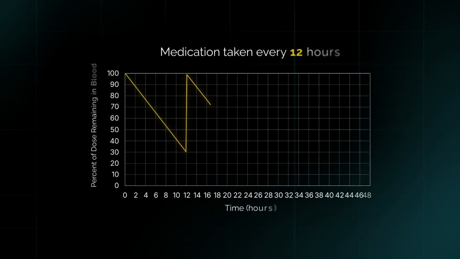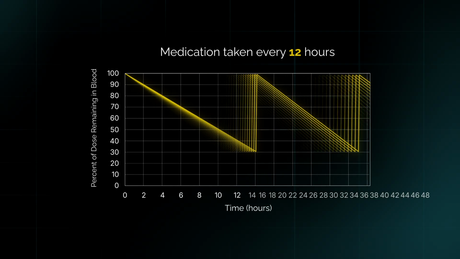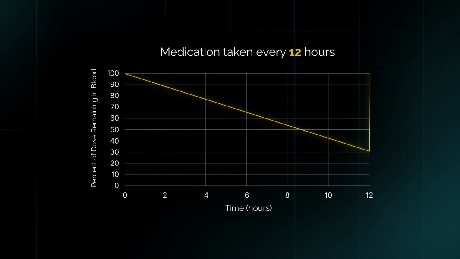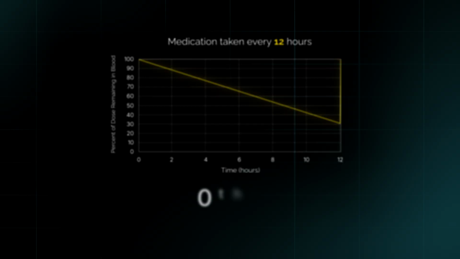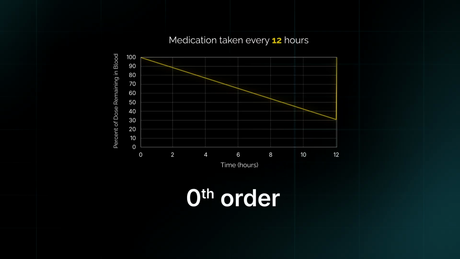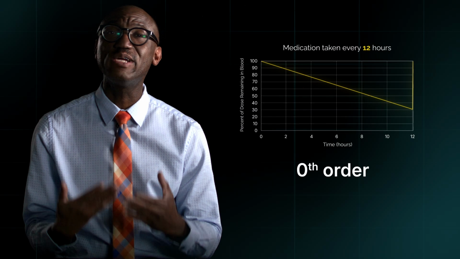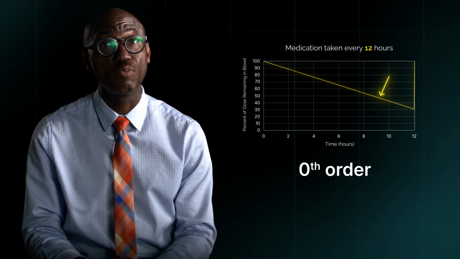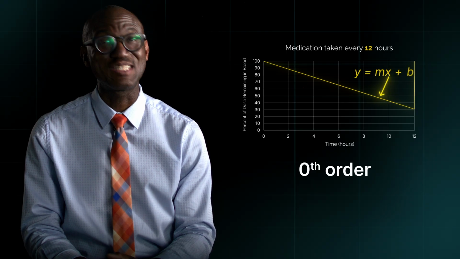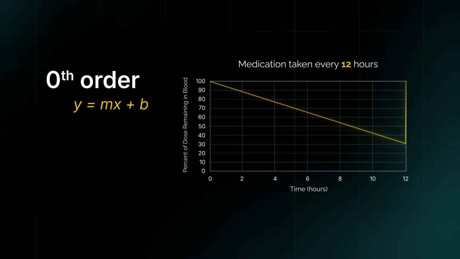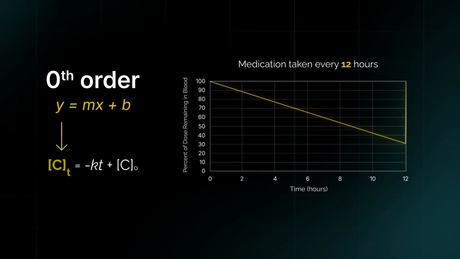Using kinetics, we observe a straight line relationship between the concentration and the time for the drug taken every 12 hours. This means the concentration decreases at a constant rate, a zero-order process. Since the decay is linear, we can determine the reaction rate by calculating the slope of this line using y equals mx plus b. It is a zero-order rate law which creates a straight line relationship between concentration and time, meaning the concentration decreases at a constant rate.